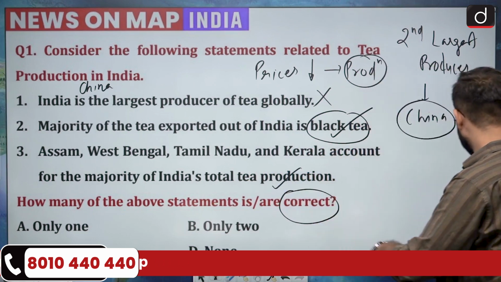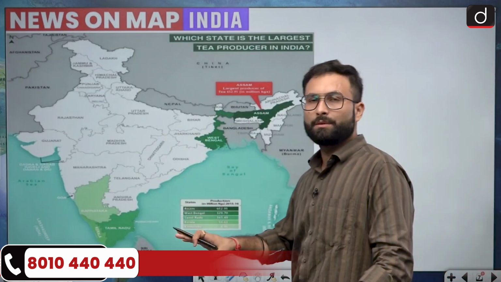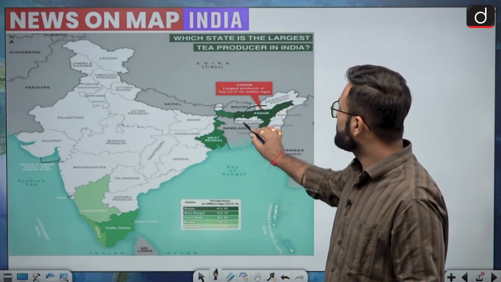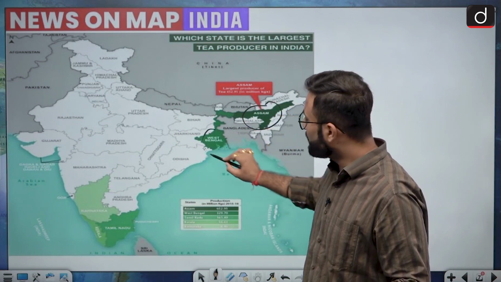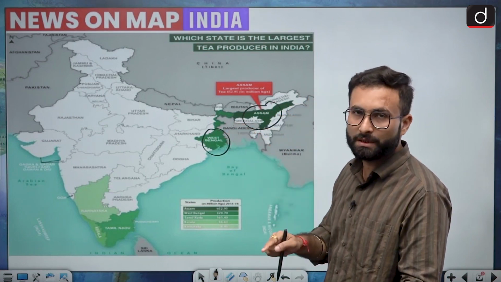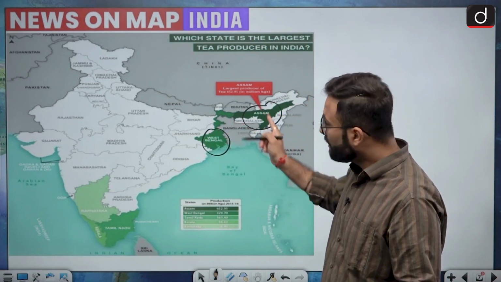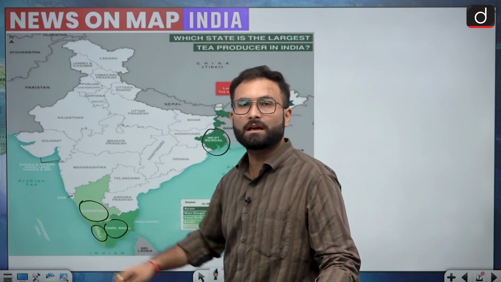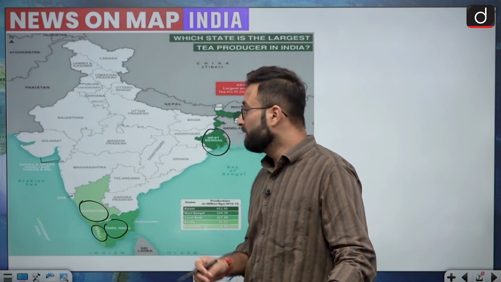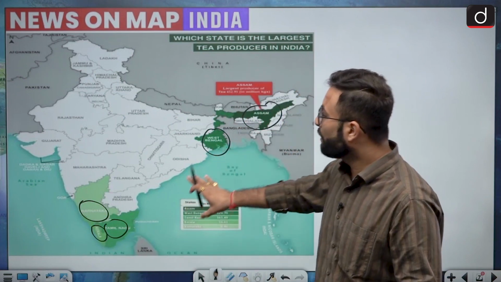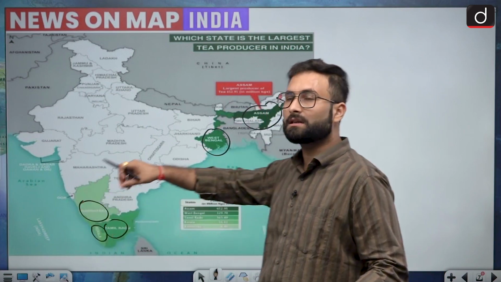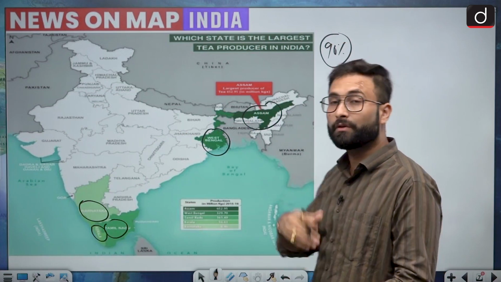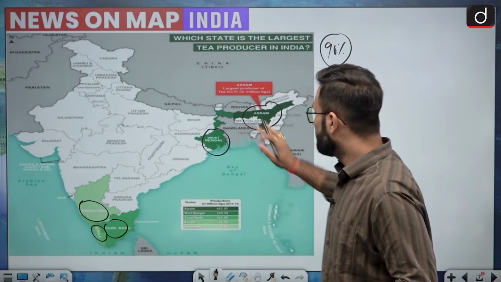This is correct. Here you can see on the map the major producing states of tea in India. The highest is Assam. After that we have West Bengal; though Darjeeling tea is quite famous, the highest producer is Assam. Moving further, Tamil Nadu, Kerala and Karnataka are also states where tea is produced. Assam, West Bengal, Tamil Nadu and Kerala account for more than 90% of the production of tea, even more than that.